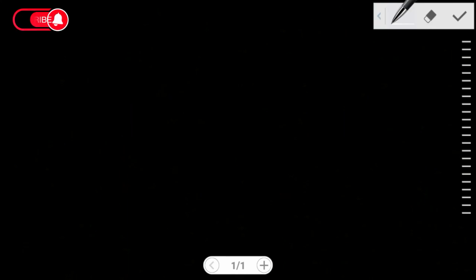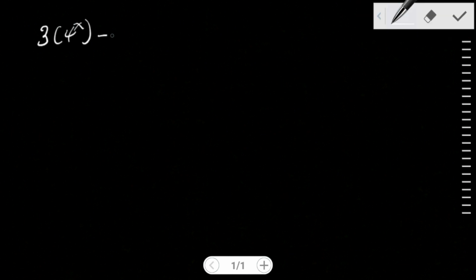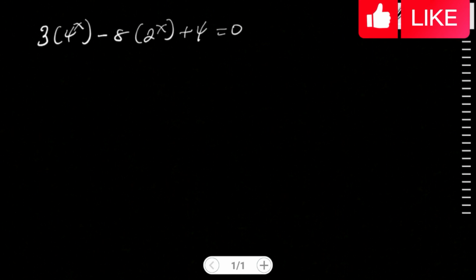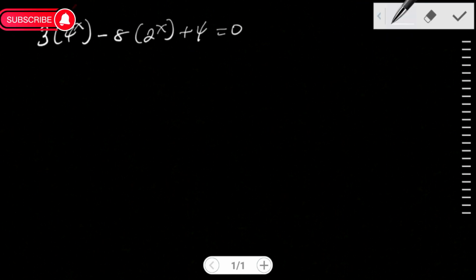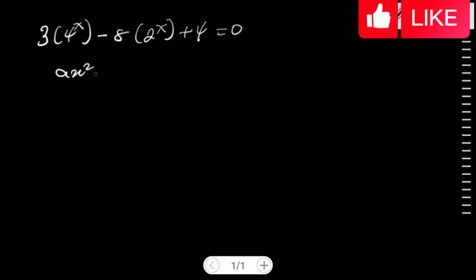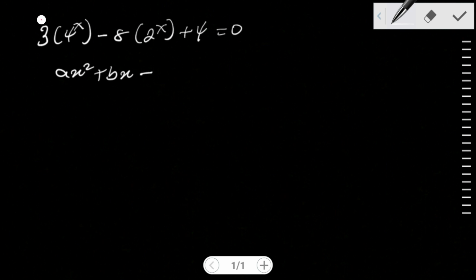In this video, I'm going to be dealing with logarithmic quadratic equations, and therefore let's start right away. Say I have 3 into 4 to the power x minus 8 into 2 to the power x plus 4, and this should be equal to 0. Now if we want to form a quadratic equation, remember a quadratic equation is in the form of ax squared plus bx plus c, and this would give me a 0.